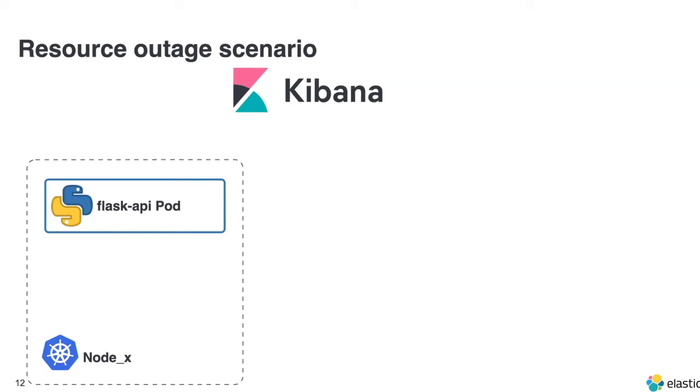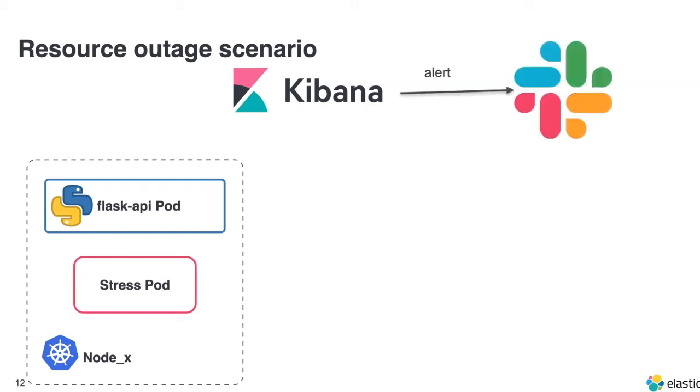In order to overload the node, we deploy a stress benchmarking pod on the same node. Then the Flask application will start returning errors, and the uptime alert we have defined in Kibana will be triggered, sending us the alert message to our Slack channel. We will then start troubleshooting the case to recover the application and bring it back to a healthy state. Let's see that in action.